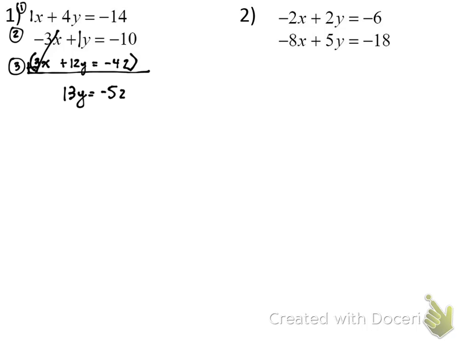Now we just do what we did yesterday. I could divide both sides by 13. And we get y is equal to negative 4. So since this is a y value, it's going to go into my ordered pair in the y section, the second part of the answer, negative 4.